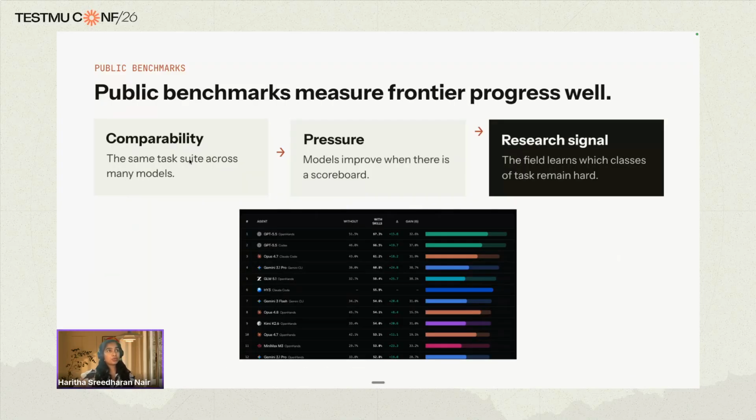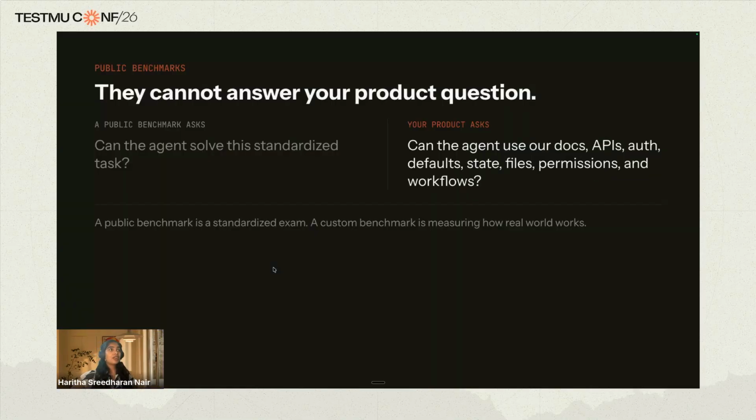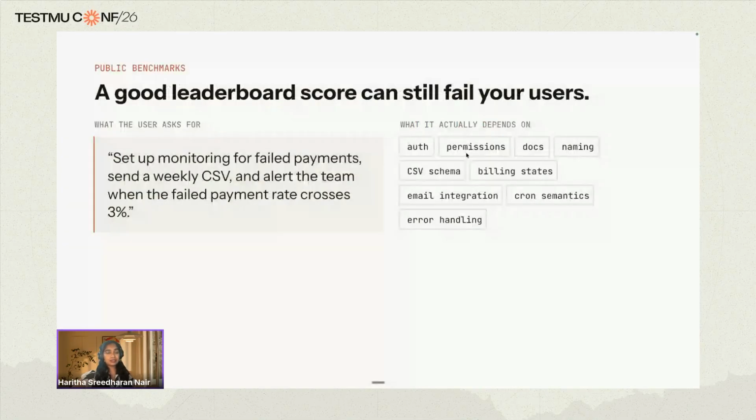The reason public benchmarks are helpful is that they create comparability. They help you test the same task across many models. They allow you to pressure model providers to create better models as new and new benchmarks come out. But like I said, you are still measuring the model and you're not measuring the products that matter and how you're handling them. So they cannot really answer whether the agent can use your docs, your APIs, your auth, all of these things. A good leaderboard can still fail your users.